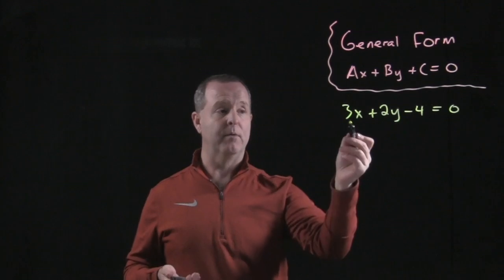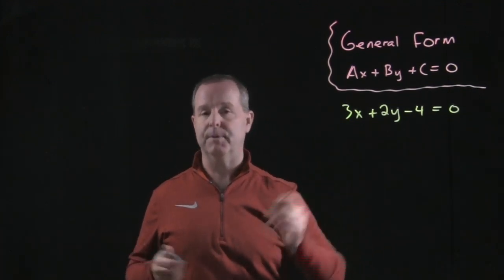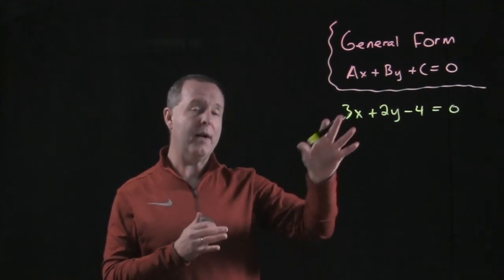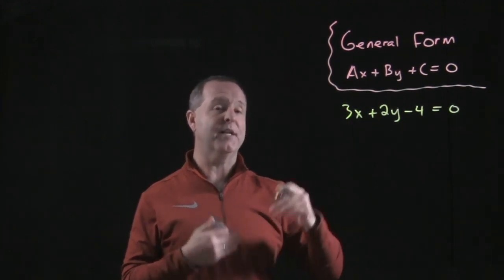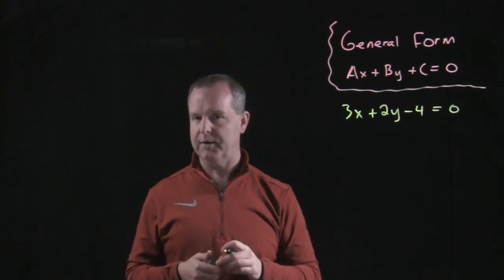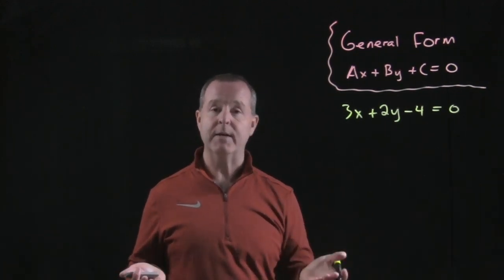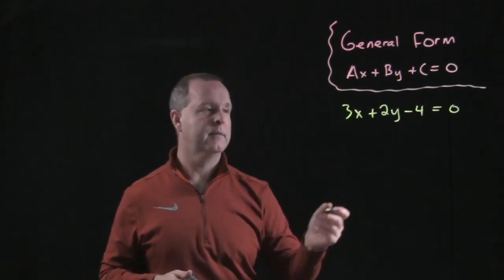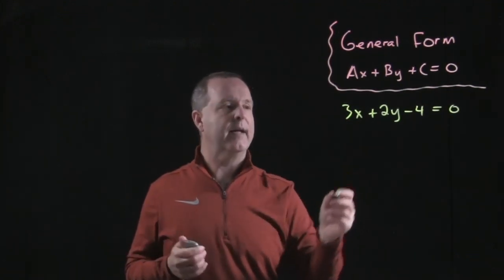So I've given you an example. You can see it looks like 3x plus 2y minus 4 equals 0, and there you go. So I want to take a line that's written in its general form and see if I could rewrite it in its slope-intercept form. How do we do that? Well, slope-intercept form is basically solving for y. So I think we can do that together, can't we?